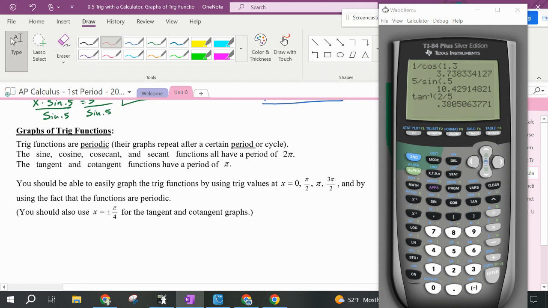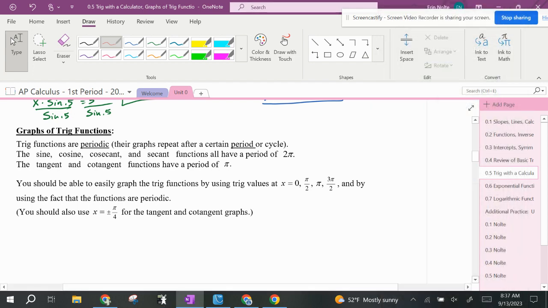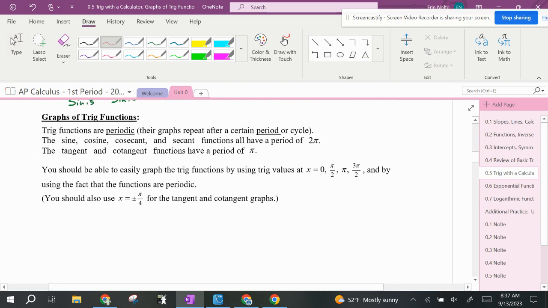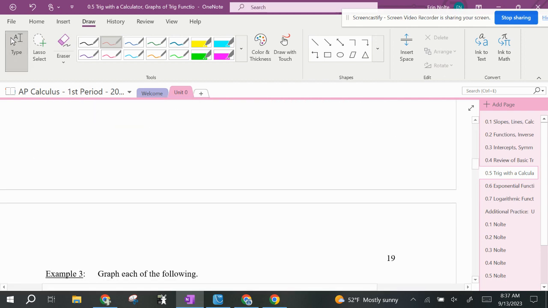All right, so we're going to start looking at the graphs of our trig functions. Let's just go down to the graphs.